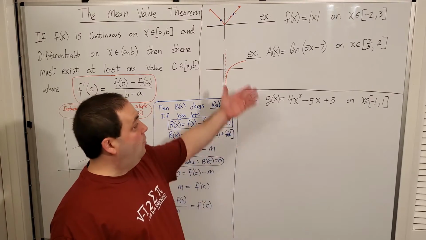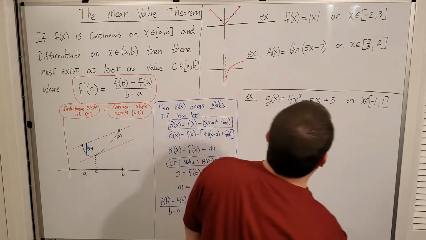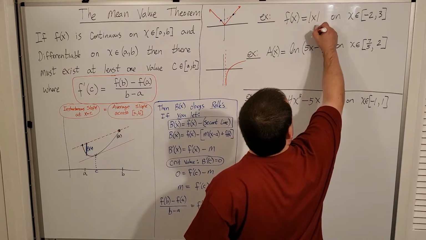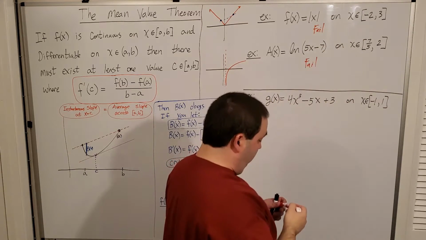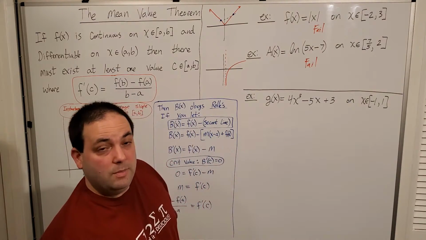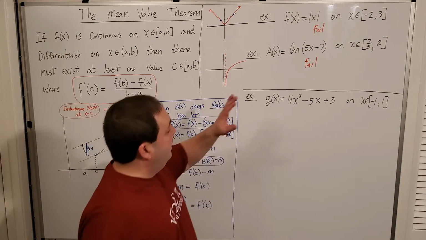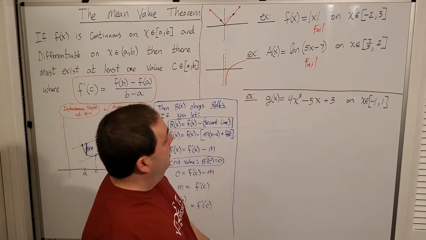7/5 is not even in the domain of this one, right? So for both of these, you would say fail. As far as the mean value theorem is concerned, they don't obey the mean value theorem. Okay, here's an example of one that does obey it.